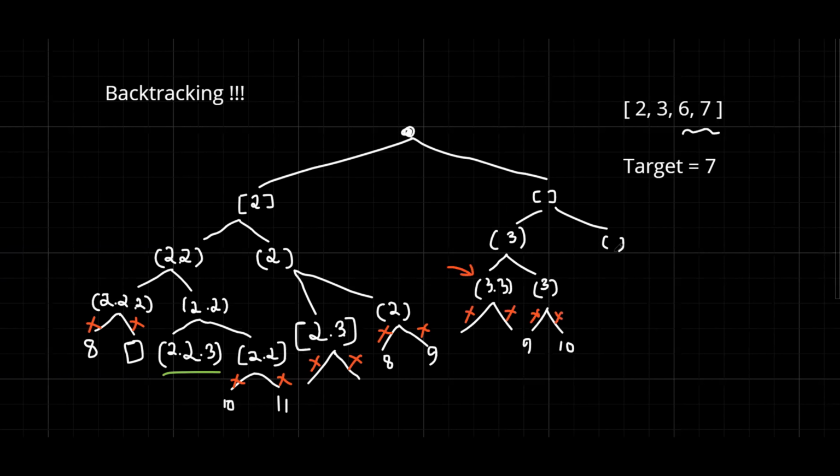Now, for this empty list, we have 2 choices. Either I can choose 6 or 7 because we have already excluded 3 here. So we have 2 choices remaining.